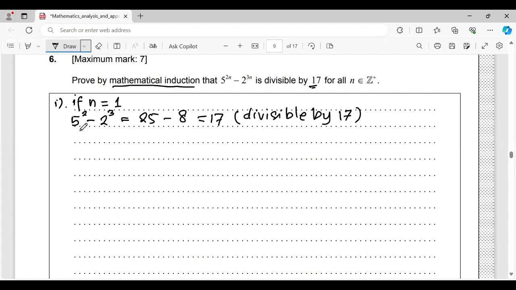So we can say in this first step that 5 power 2n minus 2 power 3n is divisible by 17 if n equals 1.